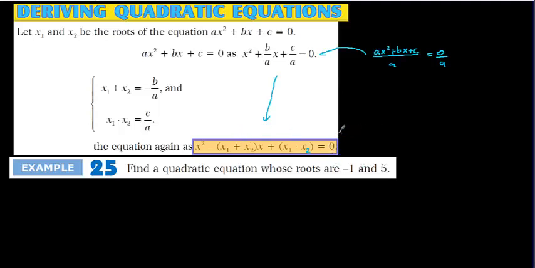There are some other formulas we can find, but this is the most common one, and we are going to use this one in our solutions now. Okay, find the quadratic equation whose roots are minus 1 and plus 5.